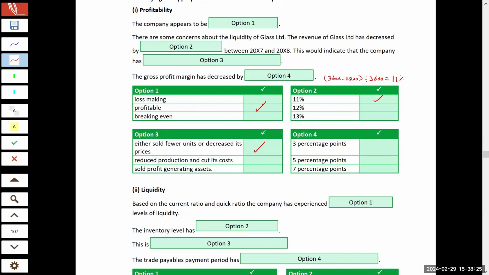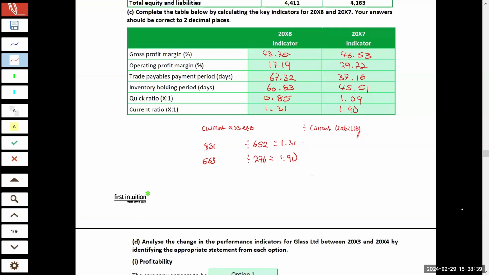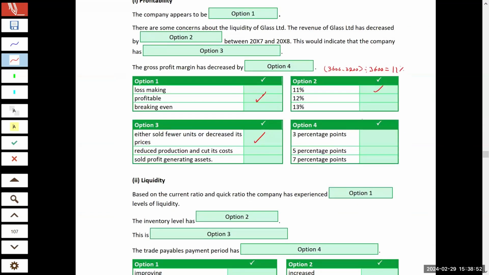There's nothing overcomplicated here. And finally, it says the gross profit margin has decreased by what? 3, 5, or 7 percentage points. Now, we worked it out when we looked at the gross profit margin. It's gone down from 46, I beg your pardon, to 43. So it comes out at around 2.7-ish off the top of my head, 2.78, I'm going to guess. But if we're looking at the closest percentage, it's 3 percentage points there, isn't it? Because it's not 5 and it's not 7. So it has to be 3.